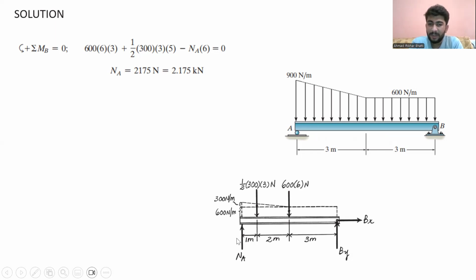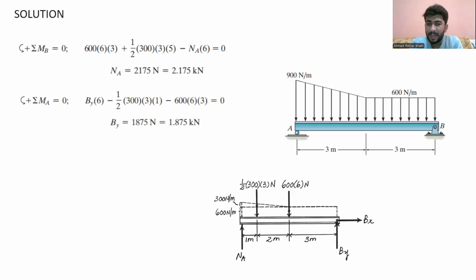And you see, it is moving in clockwise direction, so it is negative, and the other forces are positive because they are moving in anti-clockwise direction. So through this, we get the reaction force at point A, which is about 2.175 kilonewtons.